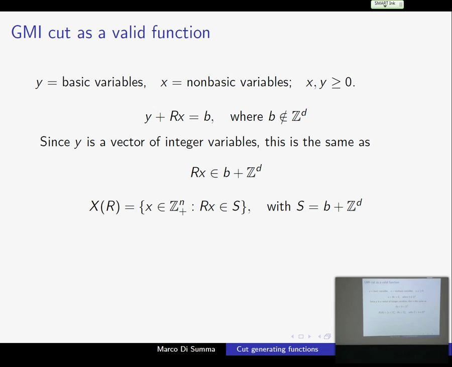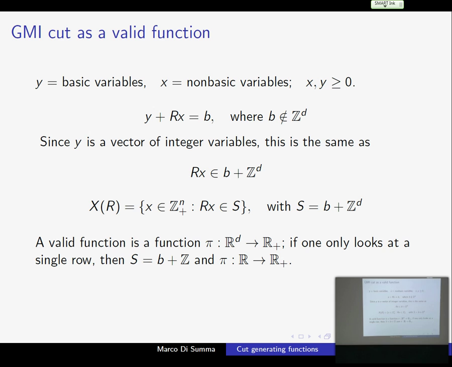Okay, and for GMI cuts, you can define a cut generating function here. It will take d-dimensional vectors as arguments, but if you only look at a single row of the tableau, then you have really a function from R to R, like the GMI cut I showed before. In that case, S will be just b plus Z.